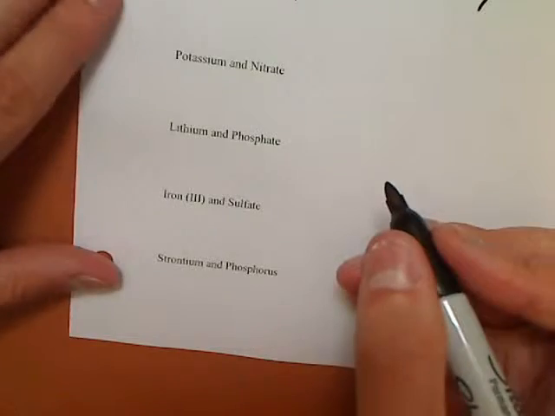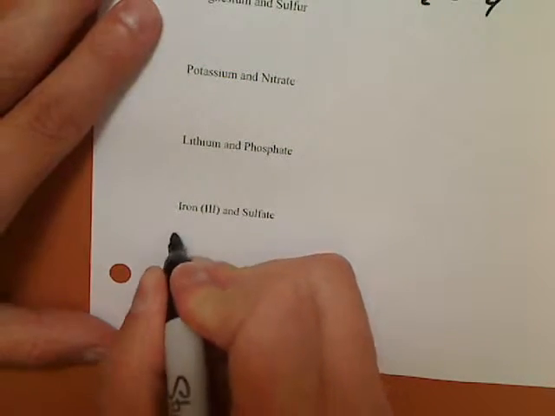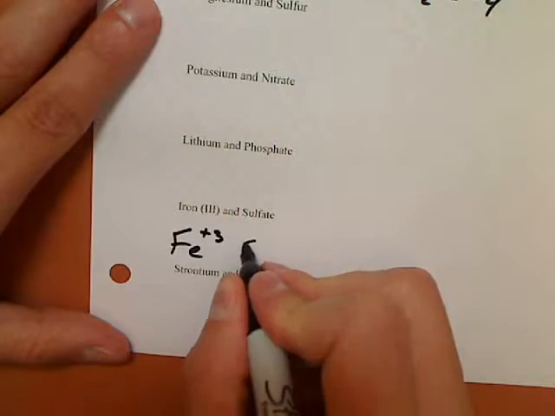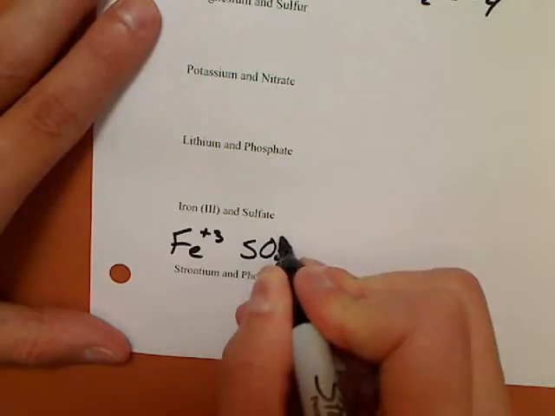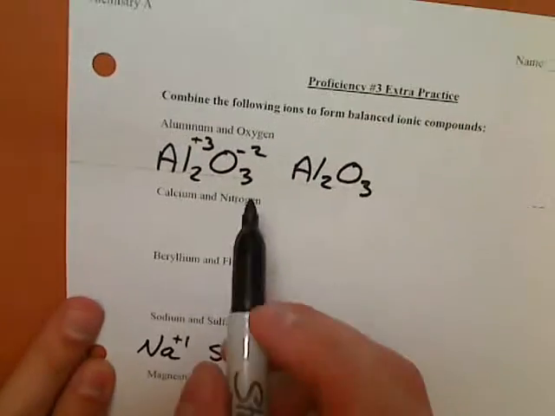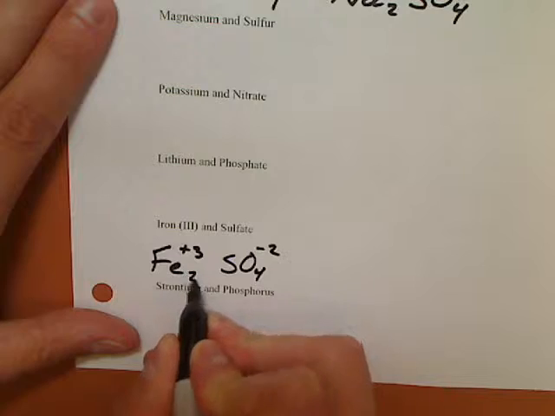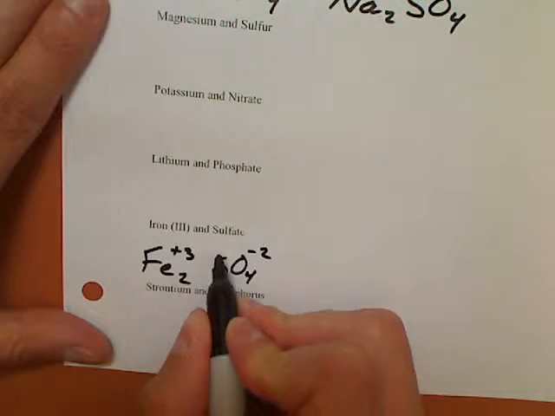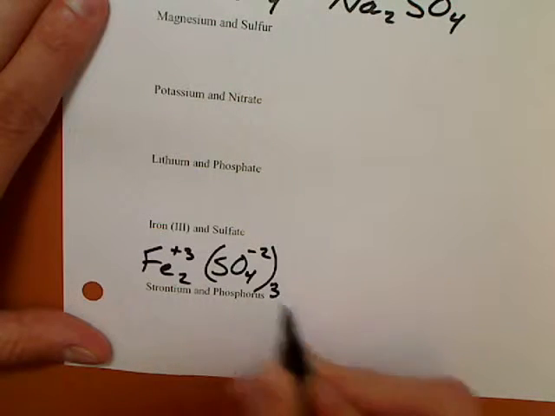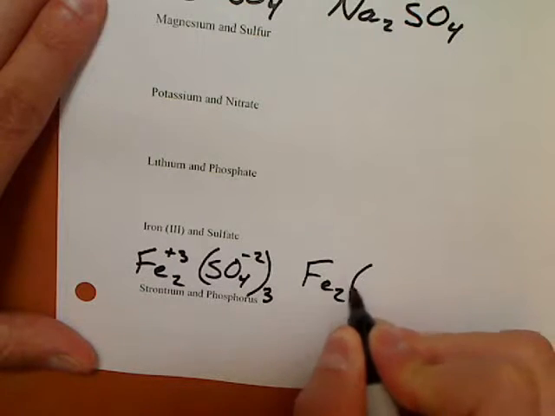The last type I want to talk about is this one down here. Iron 3, which means it's going to have a charge of +3. And again, it's that same sulfate with the charge of -2. Now, here is going to be exactly the same as this one up here, where you're going to need 2 iron and 3 sulfate, but with a polyatomic ion, you have to put the whole thing in parentheses and put your 3 down there. So your answer would be Fe2(SO4)3.